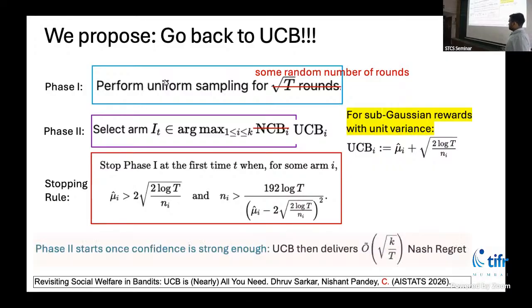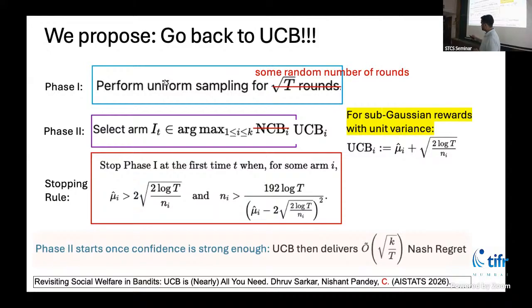So how do we get, right? Phase 1 will be run and phase 2 will start once the confidence for each arm is strong enough, right? Once the samples collected are good enough. And it's a super question. I don't know much about UCB, so how is it different from UCB?